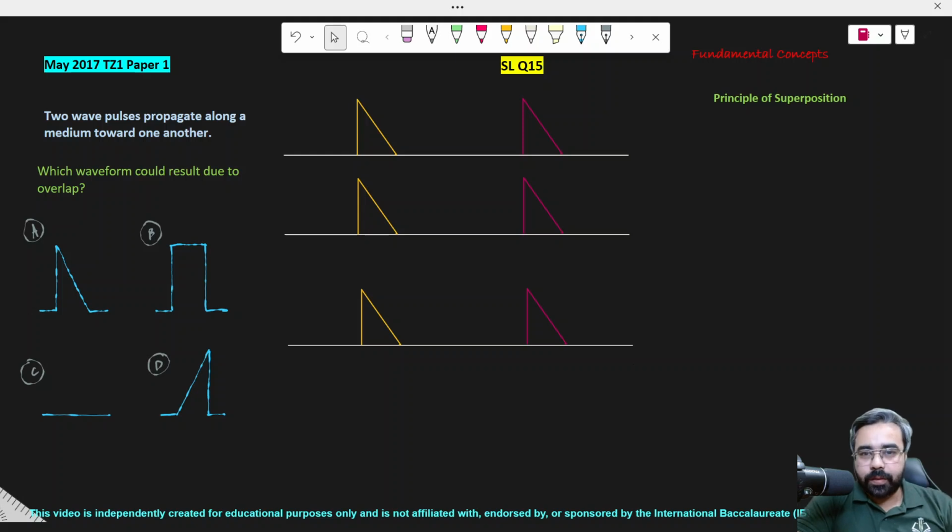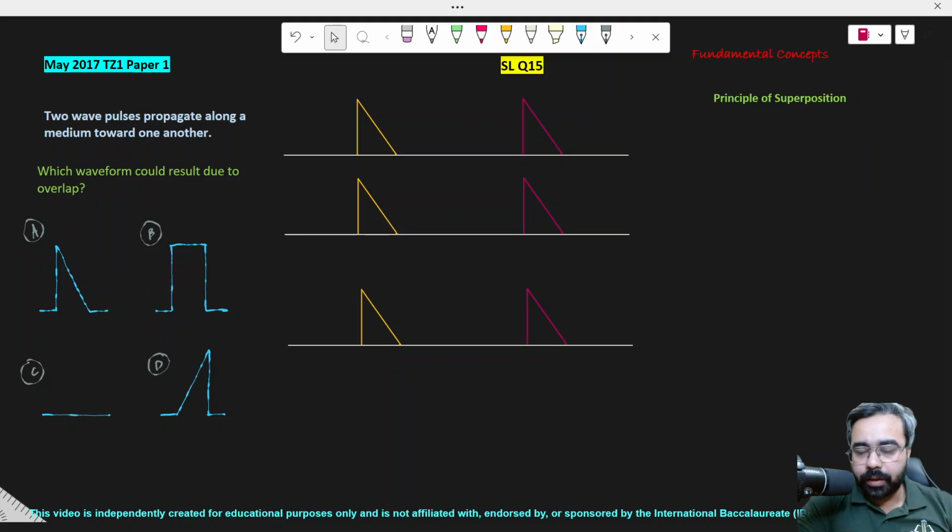Hello. This question addresses the addition of two waves, the overlapping or the superposition, whatever word you have heard in your class. This question is about the addition of two waves. So basically, this question directly addresses the concept of the principle of superposition.